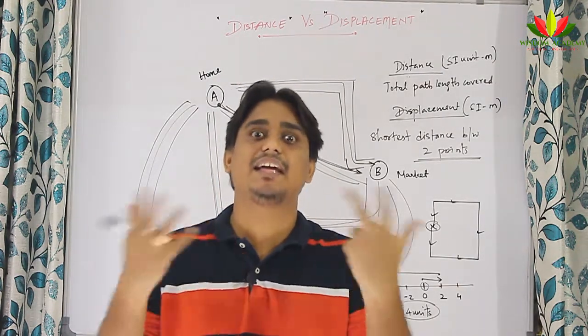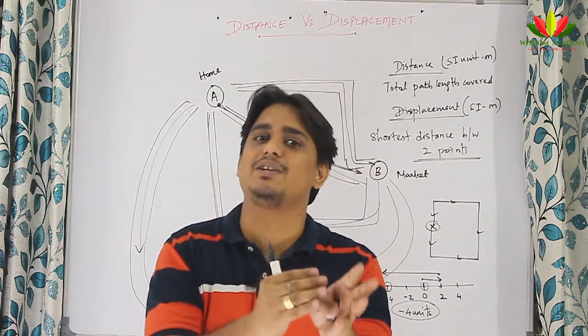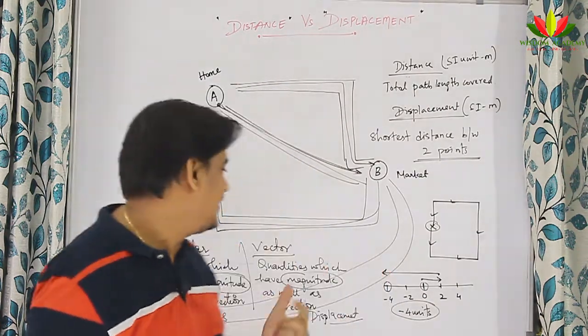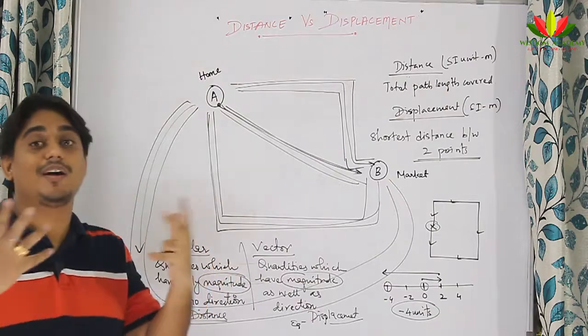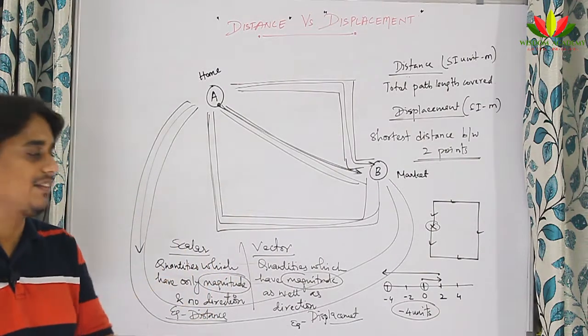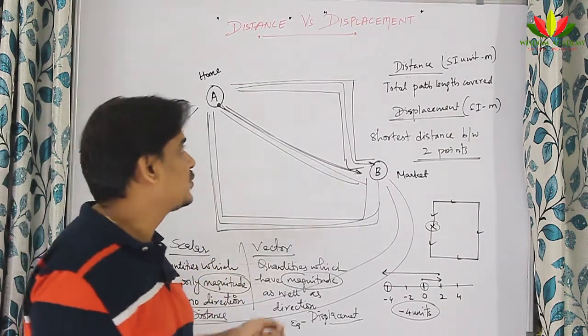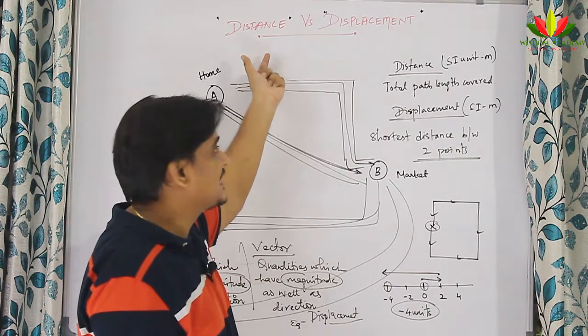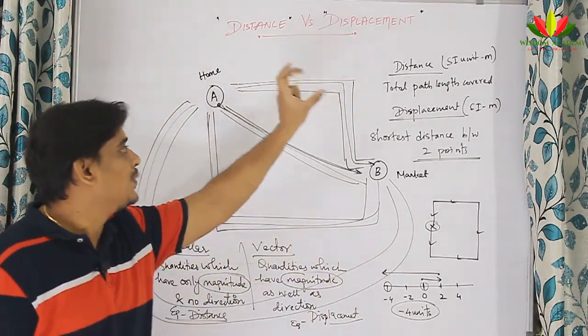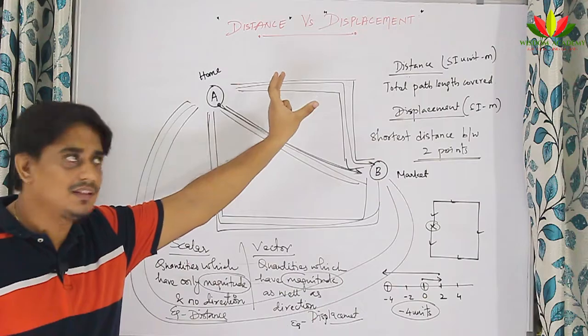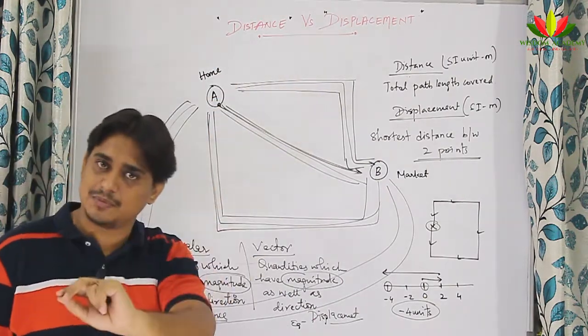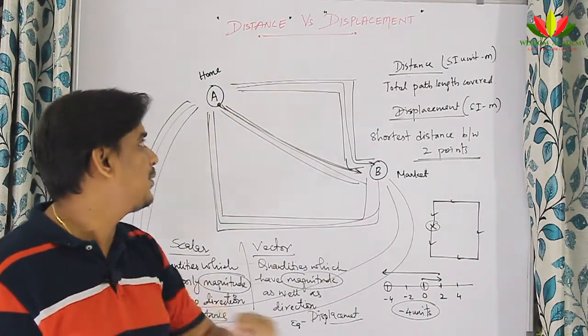If I say 100 kg, then 100 is the magnitude, kg is the unit. So magnitude means how much quantity that physical quantity is having, that is called its magnitude. So you have understood the difference between distance and displacement, where distance is the total path covered, displacement is the shortest path between 2 points, starting point and ending point.